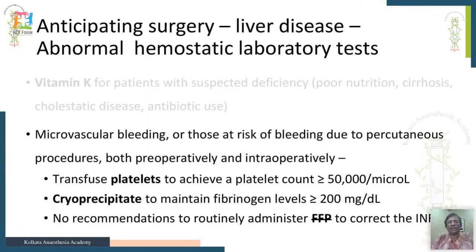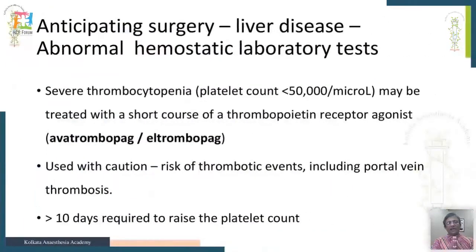Give platelets to achieve a platelet count of 50,000. Target platelet count is 50,000 for most surgeries. Give cryoprecipitate to get a fibrinogen level above 200 milligram per dL. This is possibly a very important marker. If you have the ability to look at fibrinogen levels and you're suspecting bleeding, I think the go-to would be cryoprecipitate. So far, if you scan the literature, there has been hardly any recommendation to administer FFP to correct the INR in patients with liver disease.